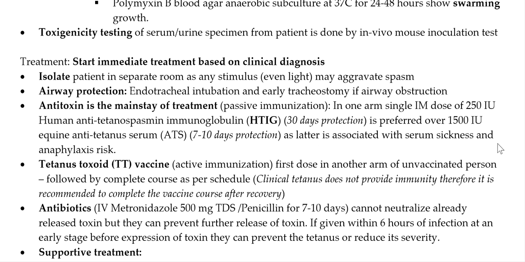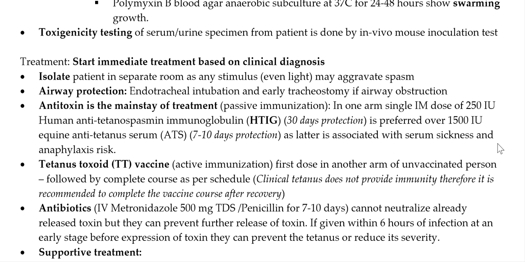First of all, isolate the patient in a separate room because even a minor stimulus can aggravate the spasm, even light also. If airway is compromised, if airway obstruction is there, then first protect the airway. Do endotracheal intubation or early tracheostomy, whatever is needed. Now, the disease is mediated by toxin. So, what is your first response to counter it? Obviously, antitoxin. So, that's why antitoxin is the mainstay of treatment, which is known as passive immunization.